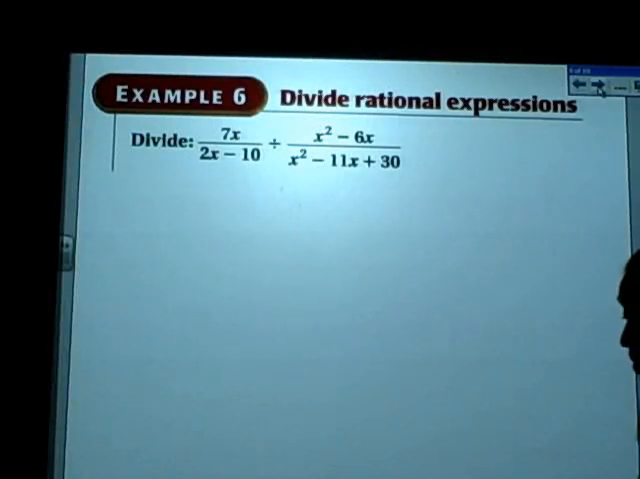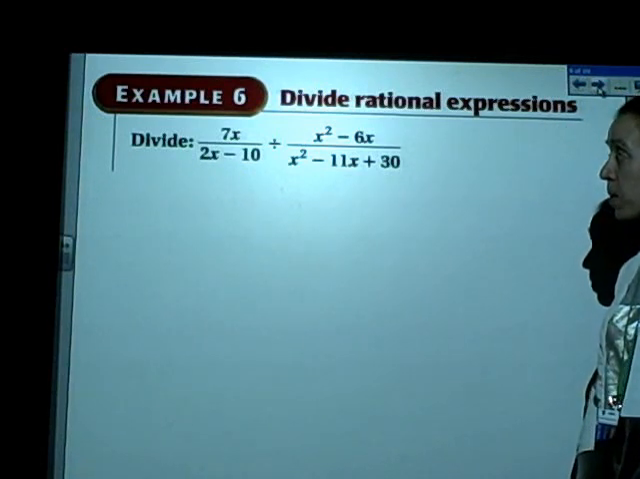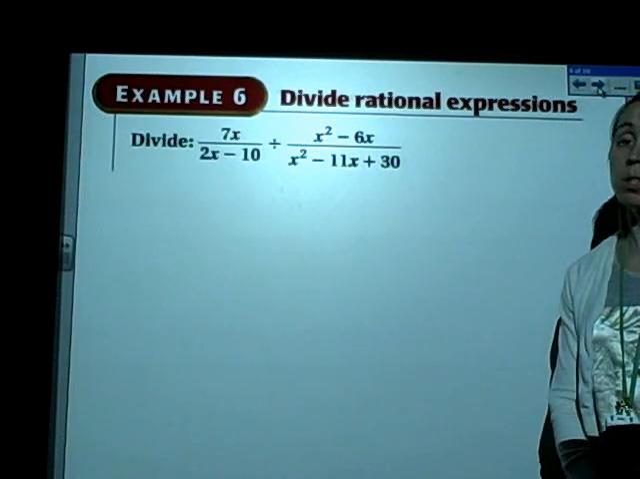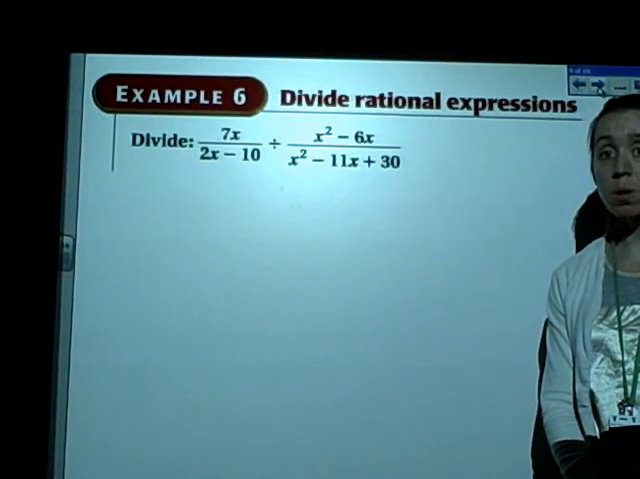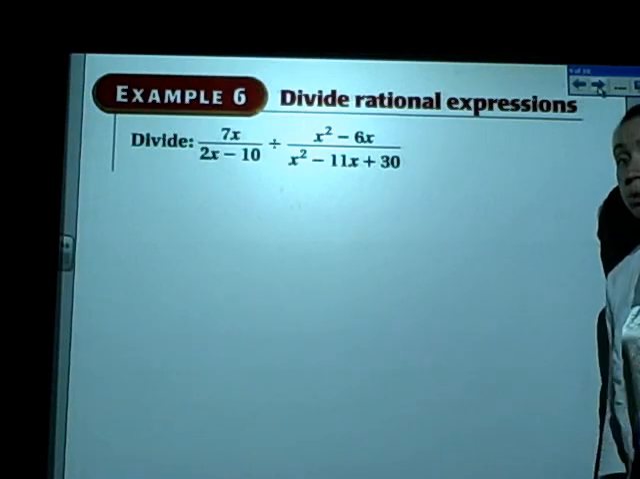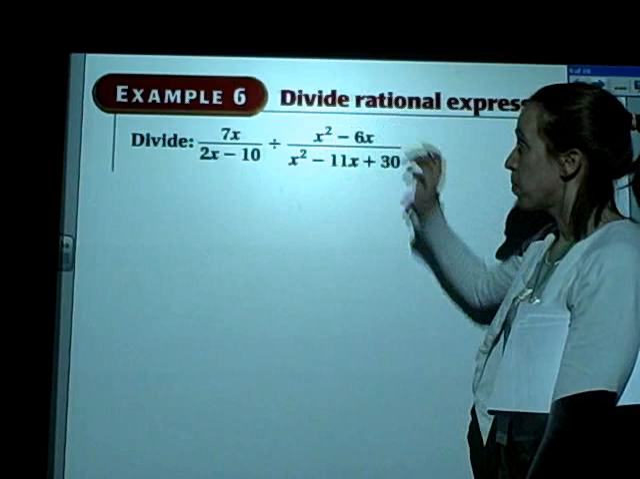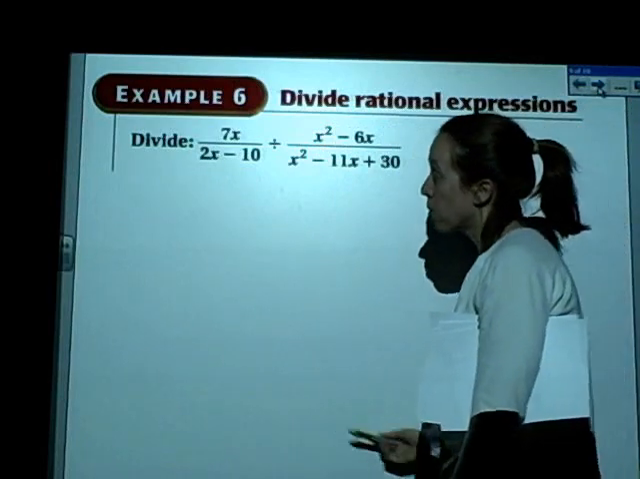Okay guys, last part of this section. We want to deal with dividing a rational exponent, and it's just like fractions. You don't want to divide a fraction ever. What do you do? Multiply by the reciprocal. So the first thing I would do is to take this second rational expression and flip it. Turn it into a multiplication problem.